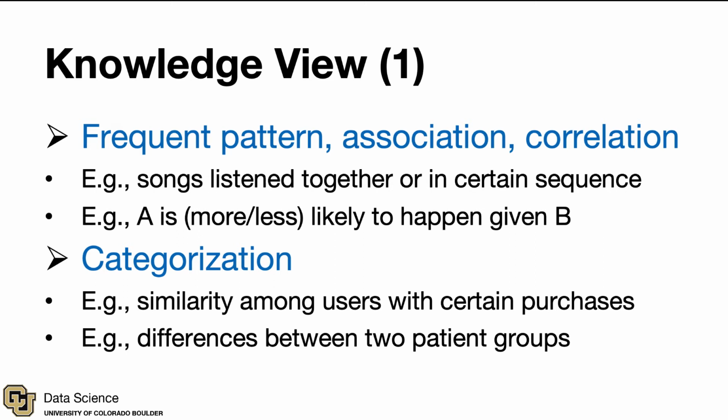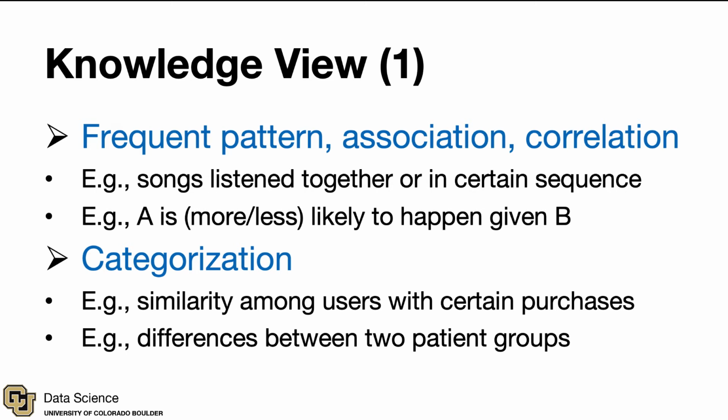That of course would allow you to do more targeted advertisement or some other prediction scenarios. So when you categorize, you're looking for how things are similar. But related to that, you also want to be able to say how things are different.